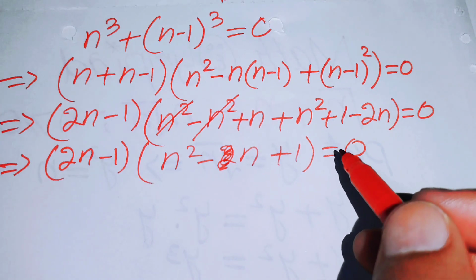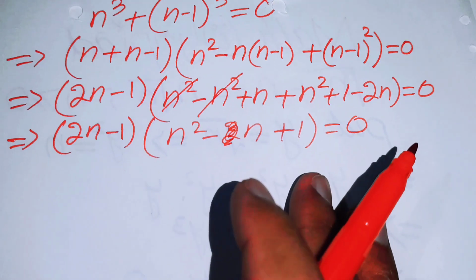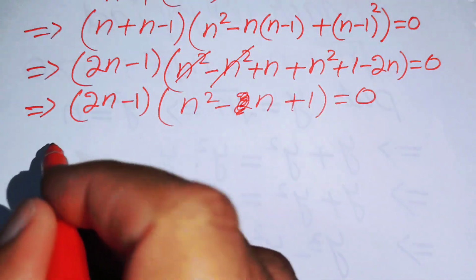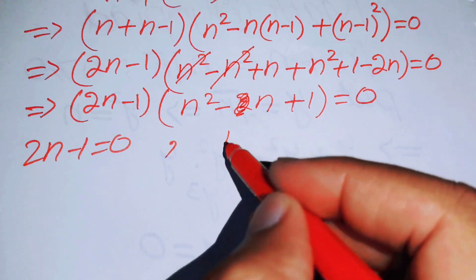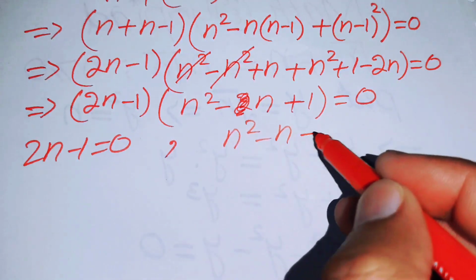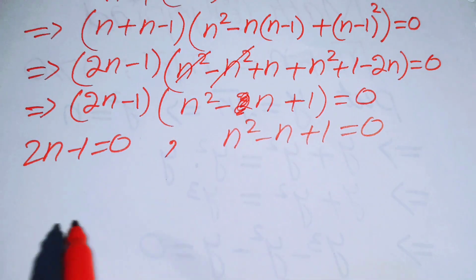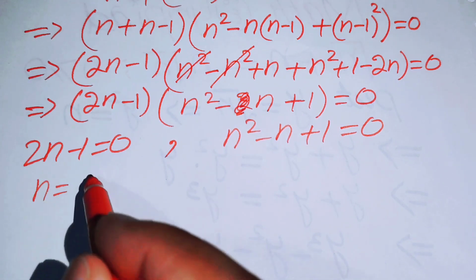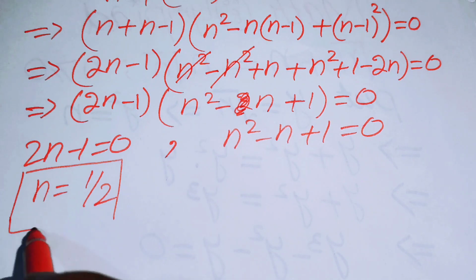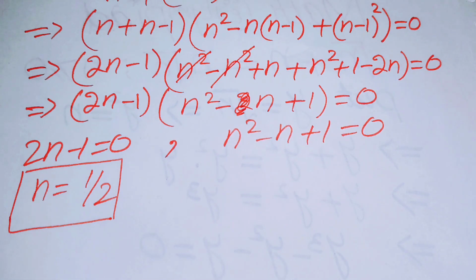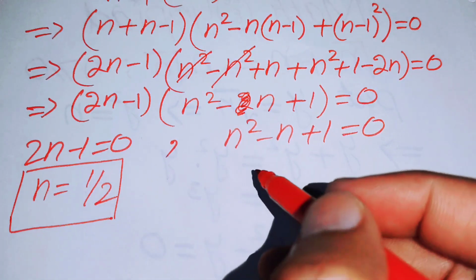And now we have two cases here. The first case is we take 2x minus 1 equal to 0, and the other case is we take x squared minus x plus 1 equal to 0. So in the first case you get the value of x as 1 over 2. And now we can solve this quadratic equation.